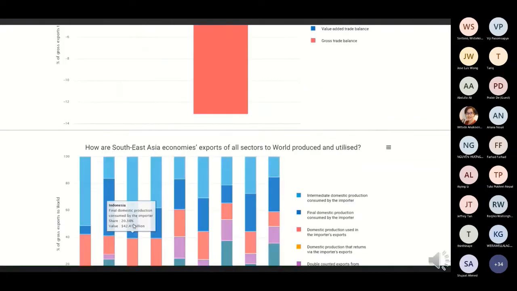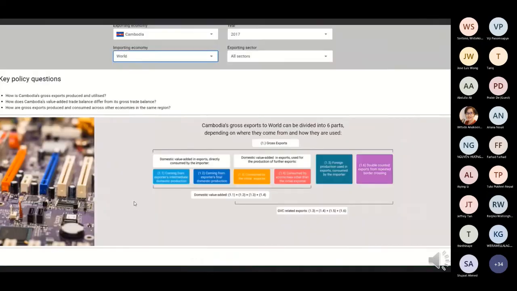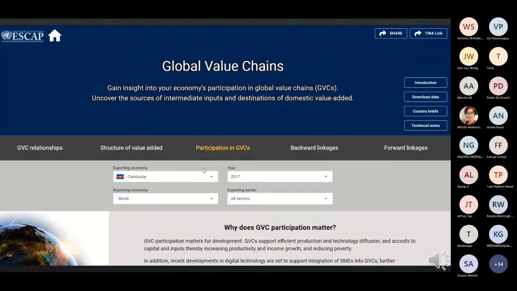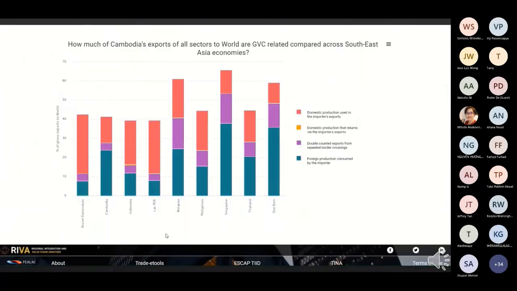I click into the section on participation in GVCs. I keep Cambodia as exporter, year 2017. Because I want to see its total exports, I choose world as importer, and all sectors. It shows Cambodia together with Brunei, Laos, and Indonesia remain less present in GVCs than other ASEAN countries. The major difference between Cambodia and the other three is the components inside their GVC participation.